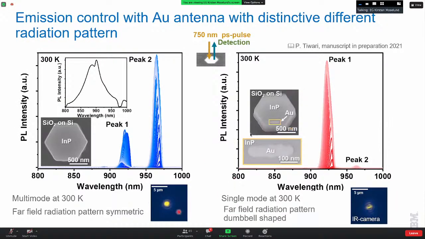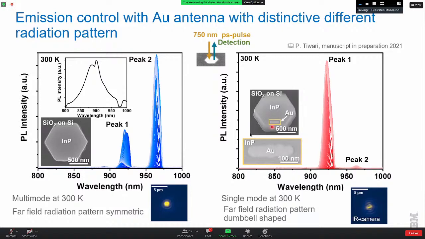So last, as I mentioned, gold has a lot of absorption, and that's bad for the threshold. Another way of using it, instead of having a metal clad cavity, is just to use it as antennas. And this is what we did here. We have the same cavities like before, just etched out in indium phosphide, and here we have a sample where we place a gold nanorod on top.